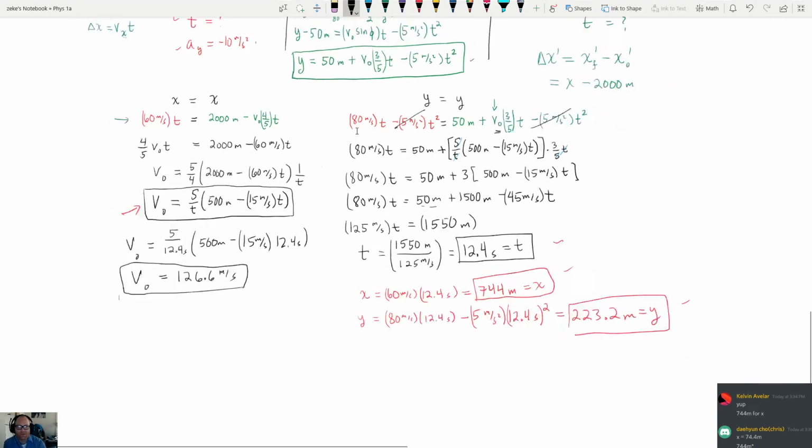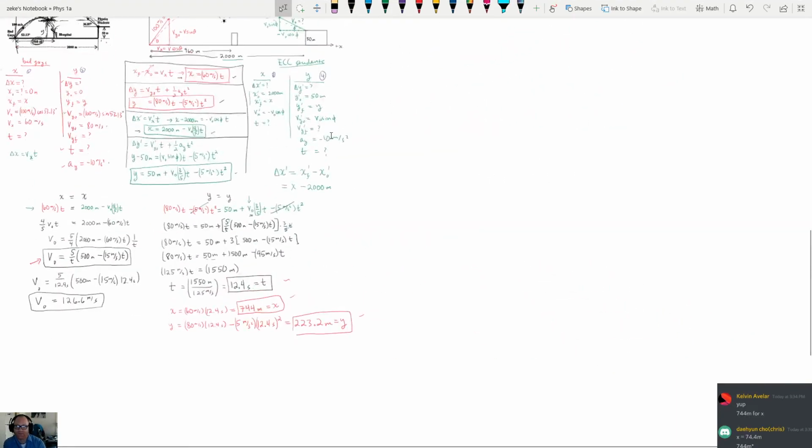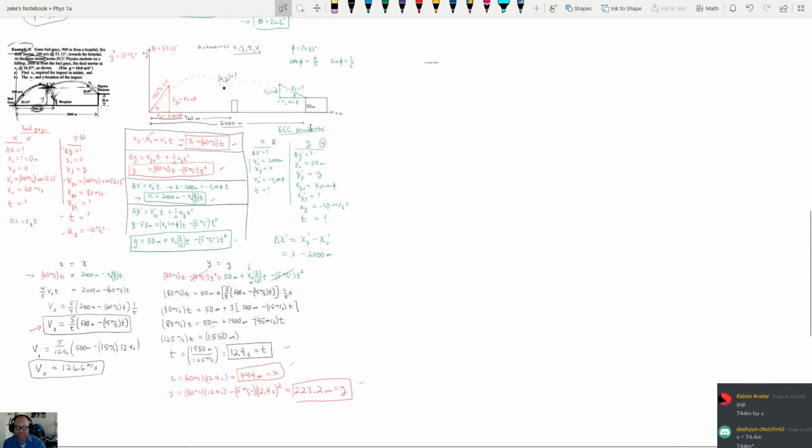That's a really long problem. We can zoom out to see just how long it is. Look at all that math we had to do. Yeah, physics is pretty challenging.